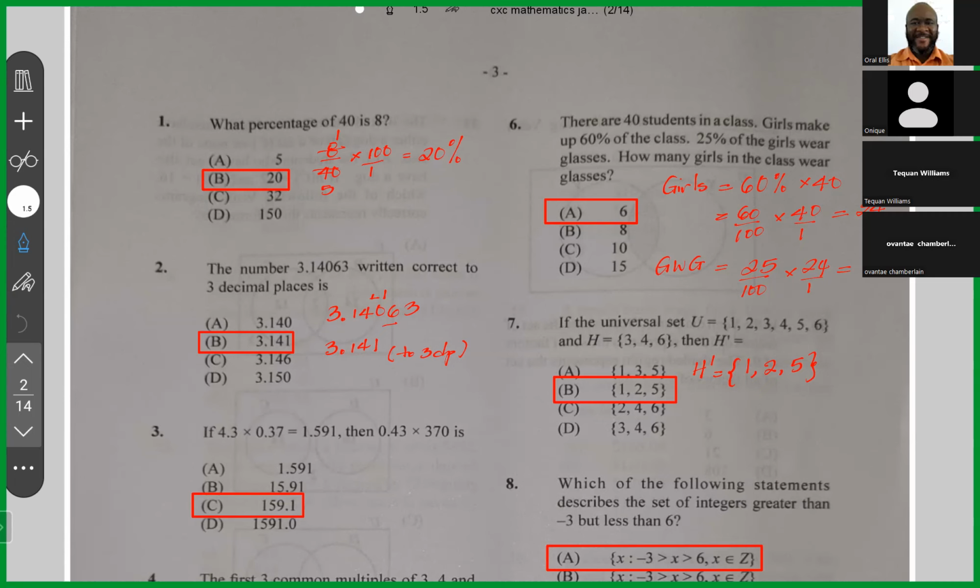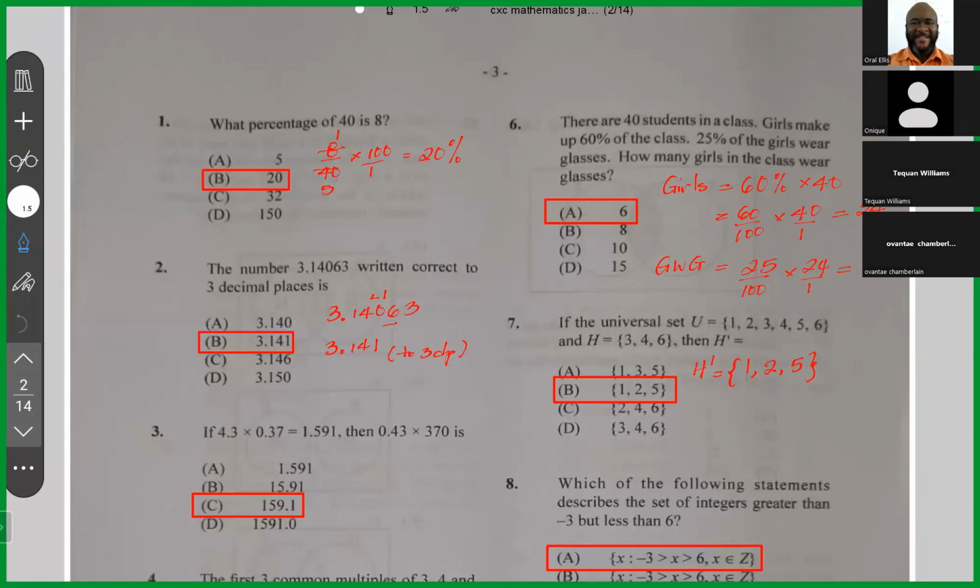Question number 6. I was surprised a number of persons got number 6 wrong. It says there are 40 students in a class. Girls make up 60% of the class. So girls are 60% of the 40, and 60% of 40 is 24. Now, we're told that 25% of the girls, so that's 25% of the 24 girls wear glasses. How many girls in the class wear glasses?